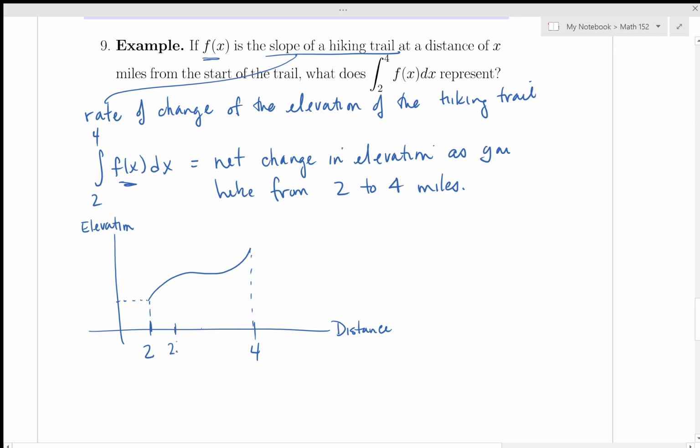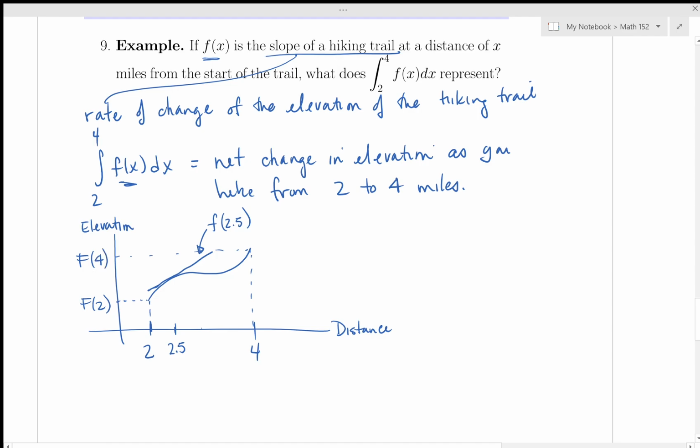Let's say here at 2.5 miles, this slope right here, that is little f of 2.5, because f is the slope of our hiking trail. So you can see that it changes as we're going along. It's the tangent line to the elevation profile. This number right here is f of 2, and this number here is f of 4.